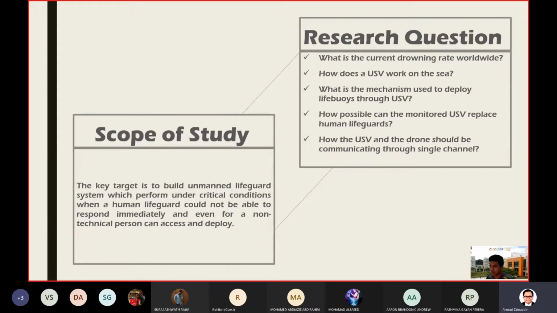So the scope of the study: the key target is to build an unmanned lifeguard system which performs under critical conditions, as I mentioned, those kinds of natural phenomena that humans cannot risk going into.